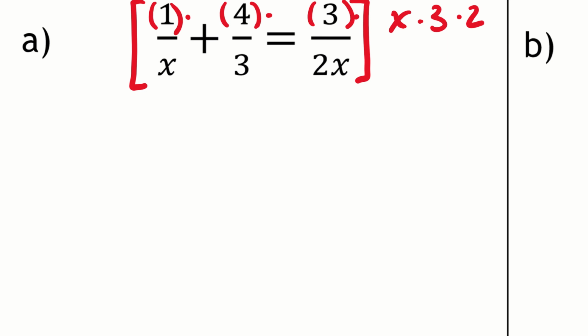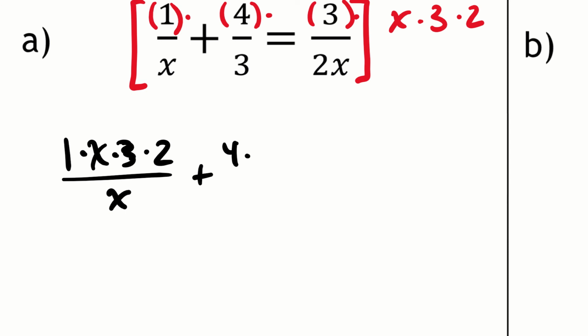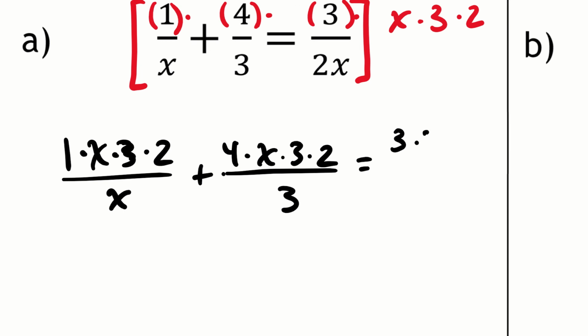Because you're here and you're like, hey, I need help, let me go ahead and I'll write that out. So this is going to become a 1 times x times 3, whoops, times 2. So that's the first one over x, plus I've got a 4 times x times 3 times 2 over 3. And then that equals 3 times x times 3 times 2. And that's all over 2x.